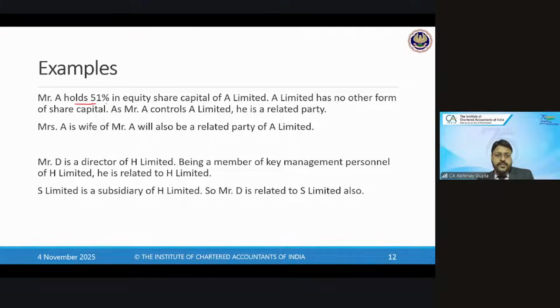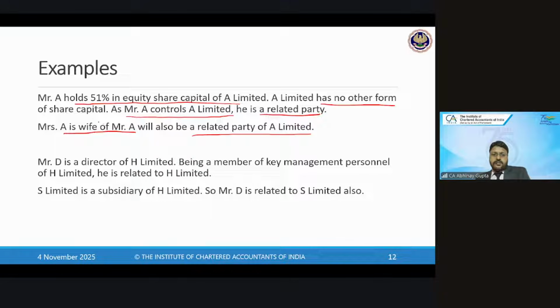Mr. A holds 51% in equity shares of A Limited. A Limited has no other form of share capital. As Mr. A controls A Limited, he is a related party. Yes or no? Yes, because he's controlling A Limited. Then Mrs. A, the wife of Mr. A, will also be a related party of A Limited. Yes, sir, close person.